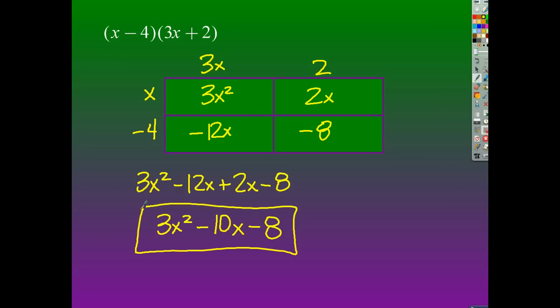You can use the gridded box if you'd like. There's another way you can do it. This one is often known as FOIL, and you'll hear this, and what it means is first, outside, inside, last. The way they like to do it is they take the outside pieces and multiply them, and then multiply the inside pieces. And there's a specific technique for FOIL, but I just usually think of it as an extra long sort of distribution.